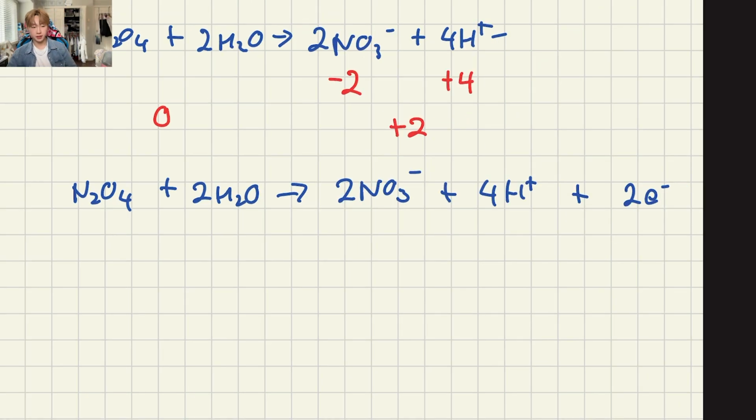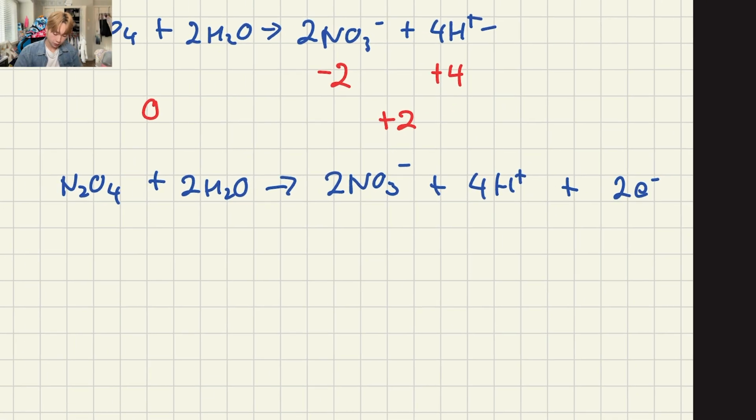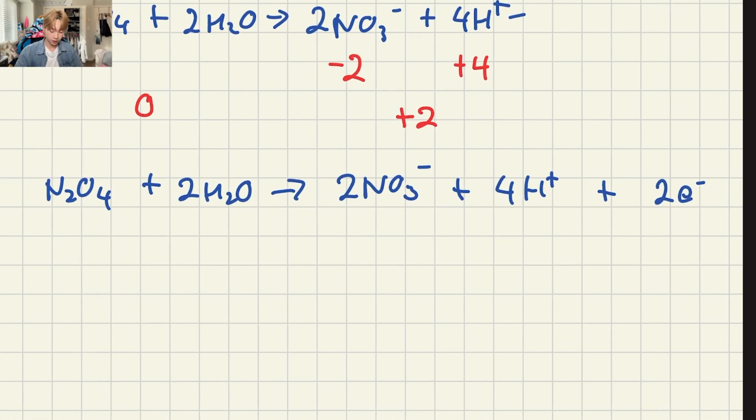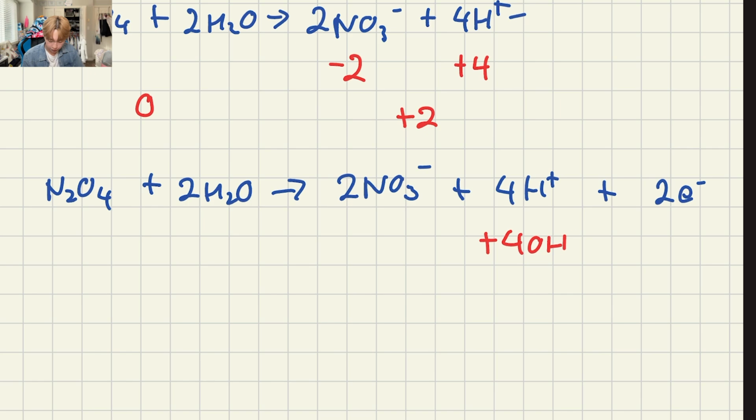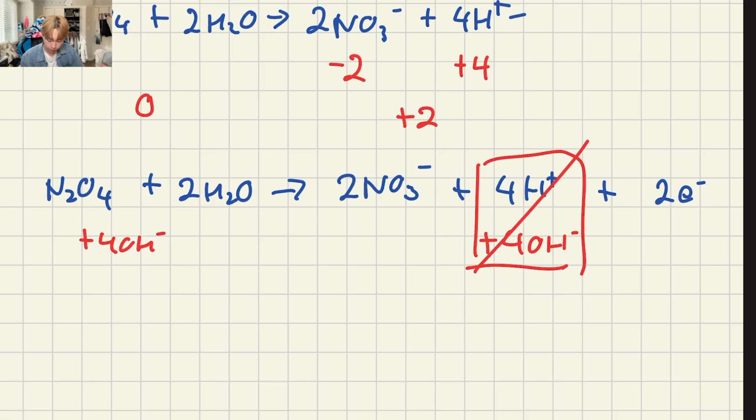But what if it were in a basic solution? Here's what we do. We do the exact same thing as if it were an acidic solution, what we just did. But at the very end, we're going to neutralize all our H+ by adding OH- to both sides. So let's say we were doing the exact same problem, except it was a basic solution. At the end here, we're going to add 4 OH- to both sides, because we have 4 H+ to neutralize. And these two will neutralize and form 4 waters.